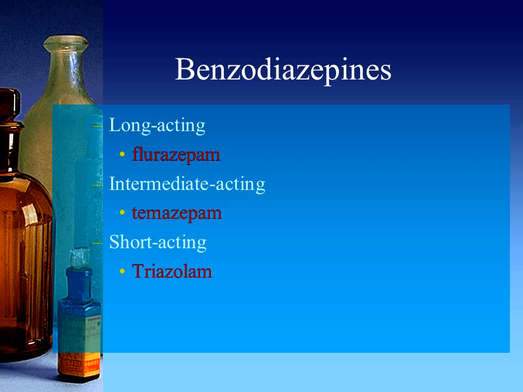Couple of examples of the benzodiazepines. Flurazepam, which may be known as Dalmane, is classified as a long-acting benzodiazepine. Temazepam, you might know as Restoril, is kind of intermediate acting, and triazolam, which is also called Halcion, is a very short-acting anti-anxiety medication.